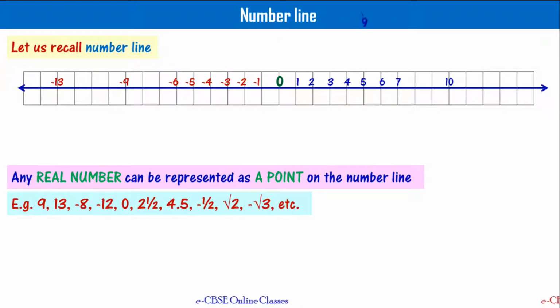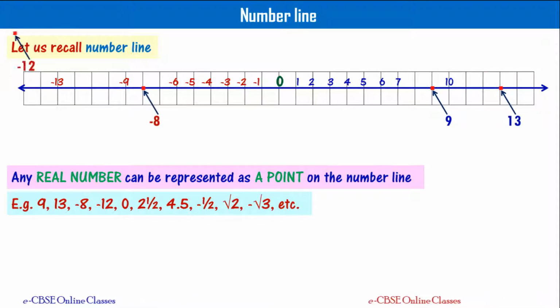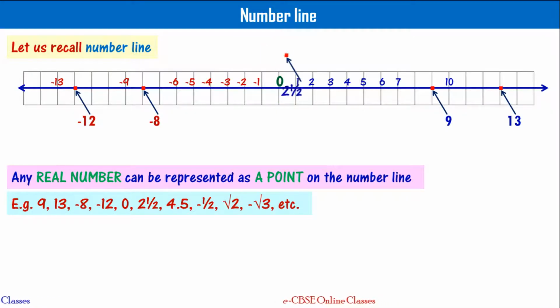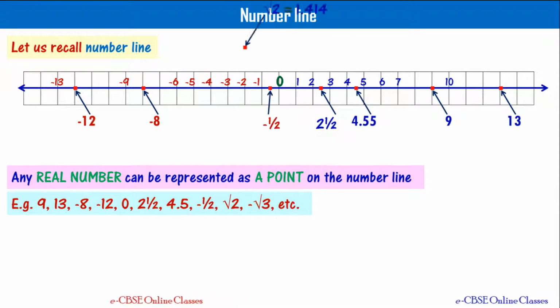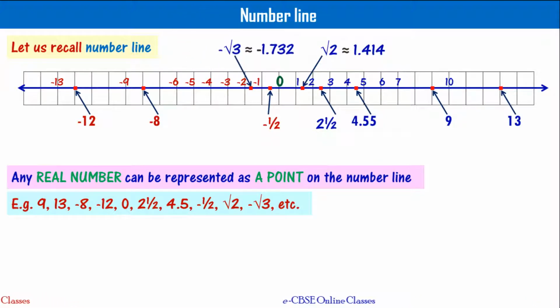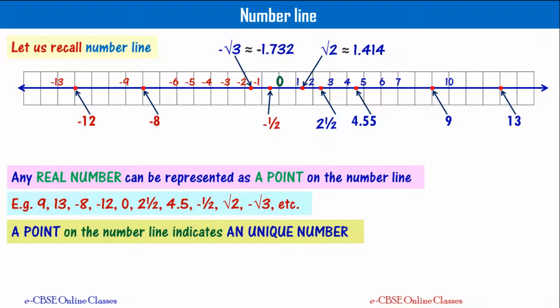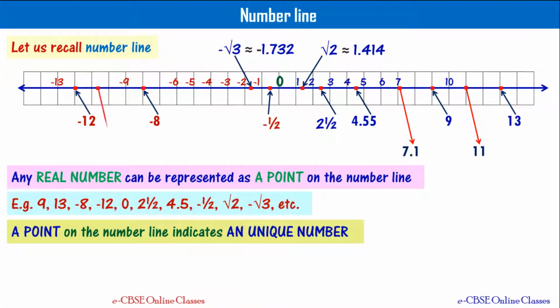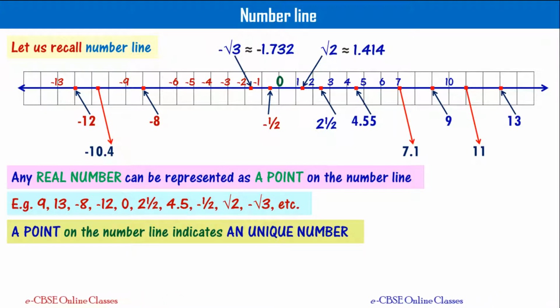For example, numbers like 9, 13, those are positive integers, minus 8 and minus 12, those are negative integers, and fractions like 2 and half, 4.55, and negative fraction like minus half, and irrational numbers like root 2 and minus root 3 can be represented as unique points on the number line, right? Or otherwise, we can say that a point on the number line indicates a unique number. For example, one point is representing number 11, another point is representing number 7.1, and another one is representing minus 10.4.